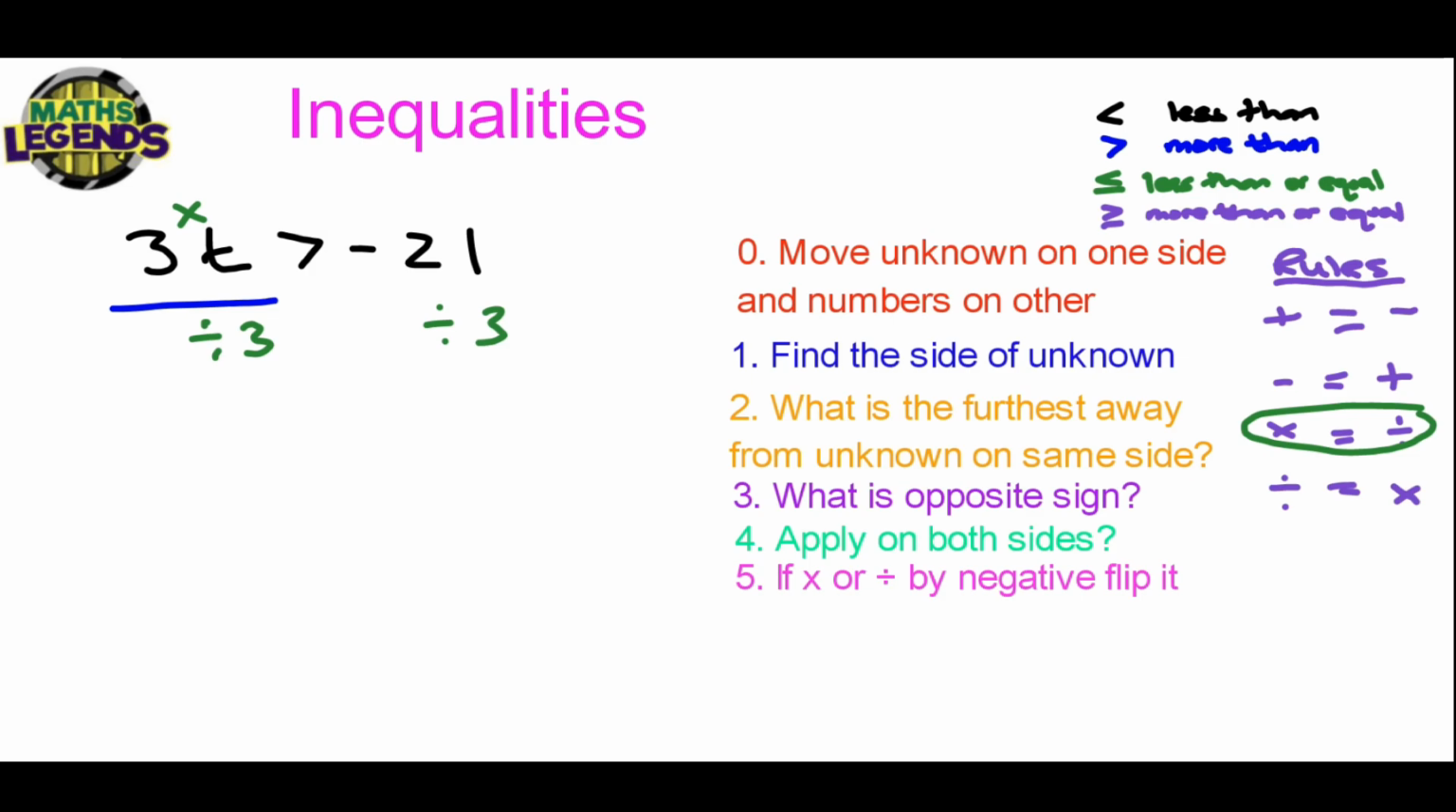And we simplify. So 3 divided by 3 is 1. So it's just t. Now we didn't divide by a negative. So the sign stays the same. So minus 21 divided by 3 is minus 7. So the answer here is t greater than minus 7. Let's look at another example.